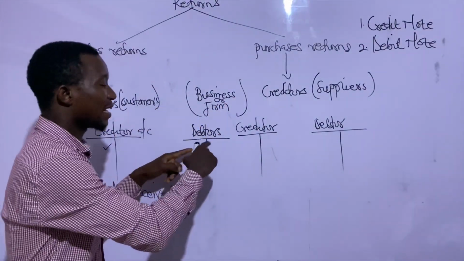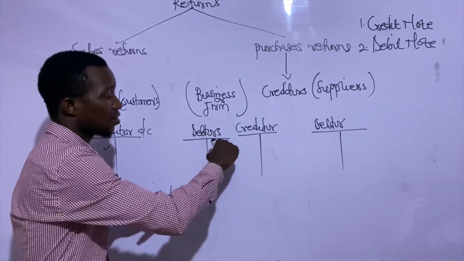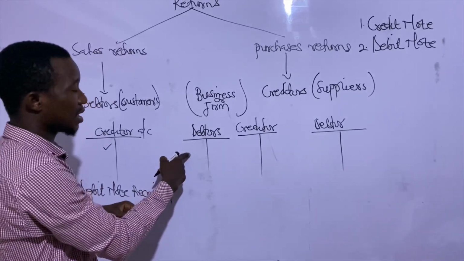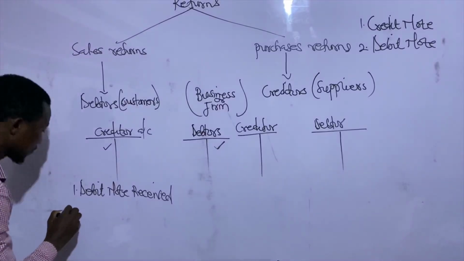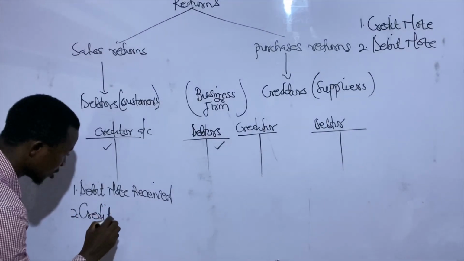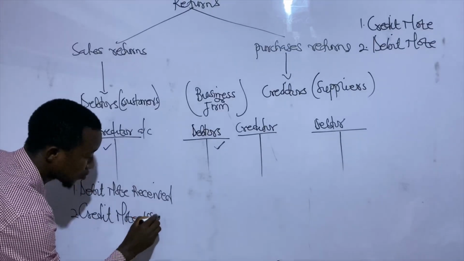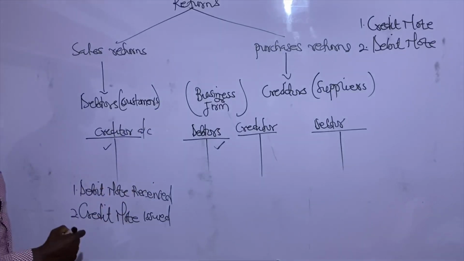So the firm will send a credit note indicating that his account has been credited to reduce the indebtedness, because debtors increase at the debit side. So the firm will send what we call a credit note. So we call that a credit note issued by the firm. The first one is debit note received by the firm.